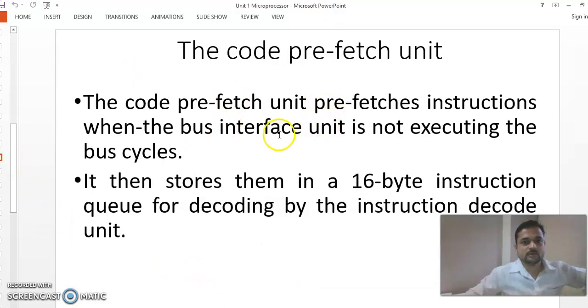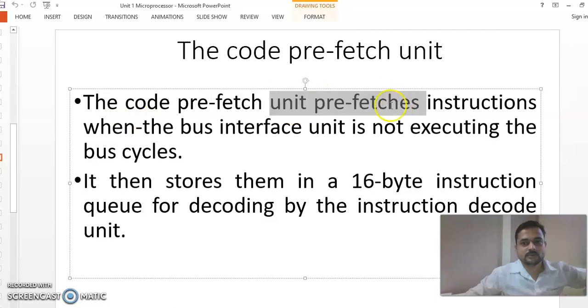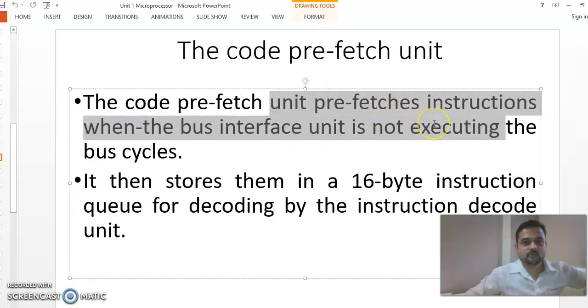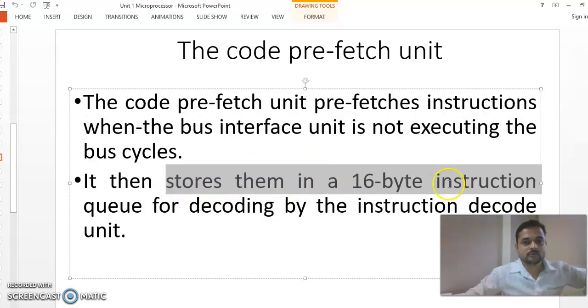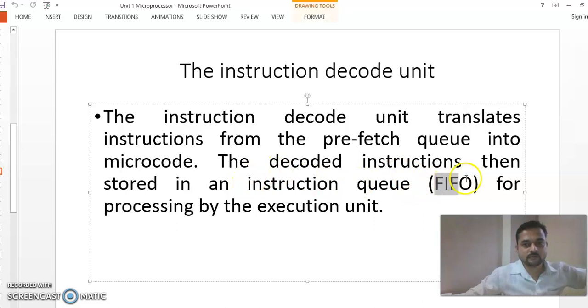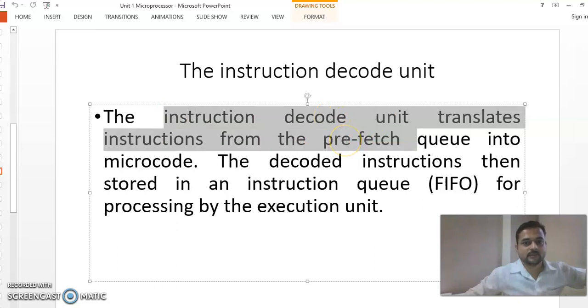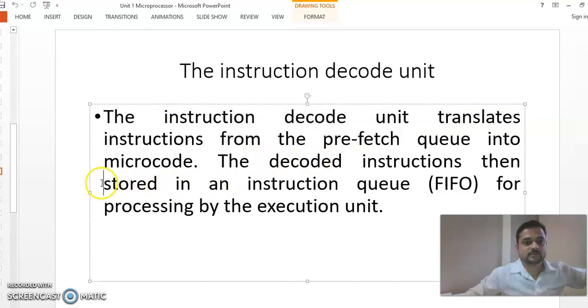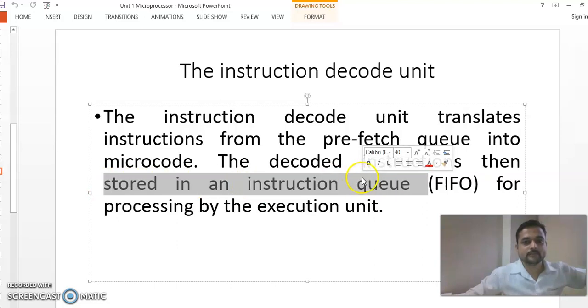Then the code prefetch unit. Actually, this code prefetch unit prefetches instructions when the bus interface unit is not executing. Okay, and this instruction after fetching is going to the decoder. Instruction decoding takes place. Next is the instruction decoder unit. Actually, an important thing there is FIFO, first in first out. Whatever instruction decoding takes place is as per the instructions stored in the instruction queue. The instruction queue follows the first in first out pattern. Okay, first in first out.